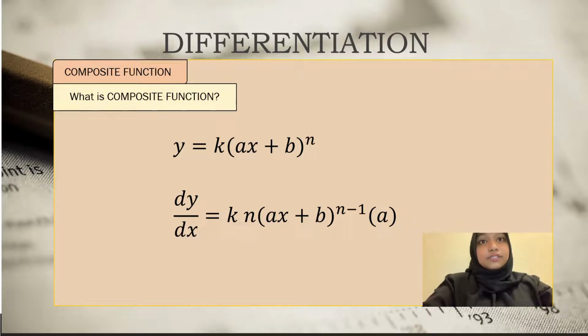So I will be presenting about what is a composite function. A composite function is whereby y equals k open bracket ax plus b close the bracket power n. So if we differentiate it, it will become dy over dx equals k times n open bracket ax plus b close the bracket, and the power n we must minus 1. Then open bracket a close the bracket. So as you can see here, we have two brackets. For the first bracket, we just need to copy back the function, and for the second bracket, we need to differentiate the function of the first bracket.